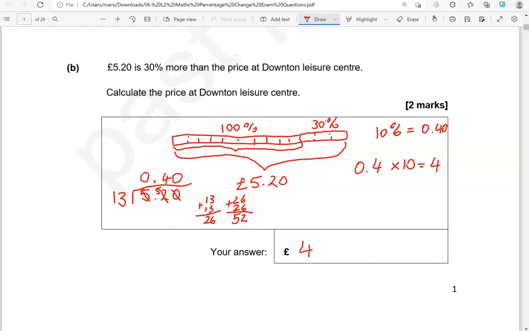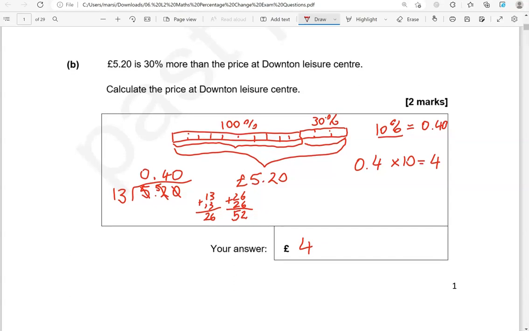Or you could have done here 10%. Let's work out 30%, which is £1.20. Take it away from the £5.20, it still gives you £4.